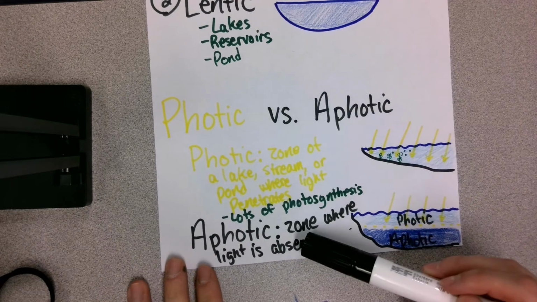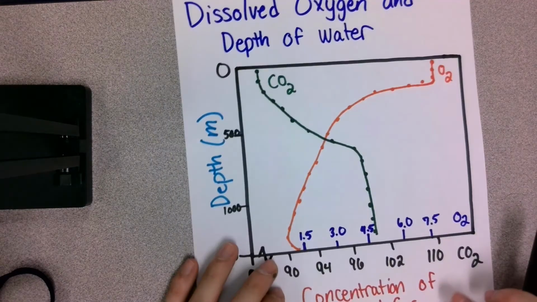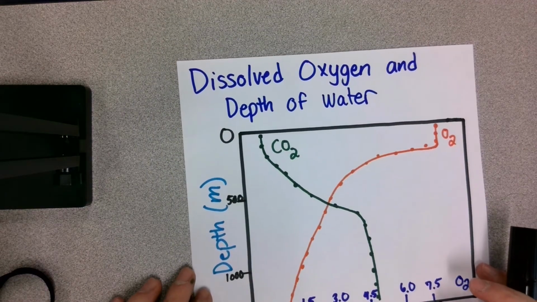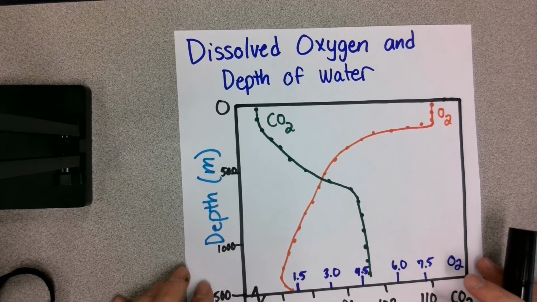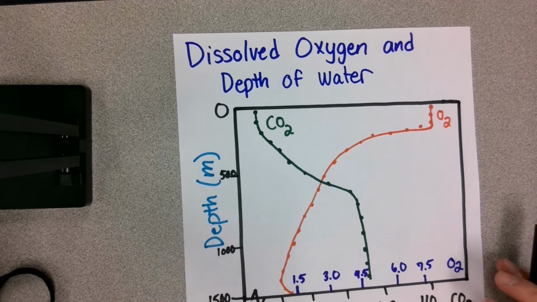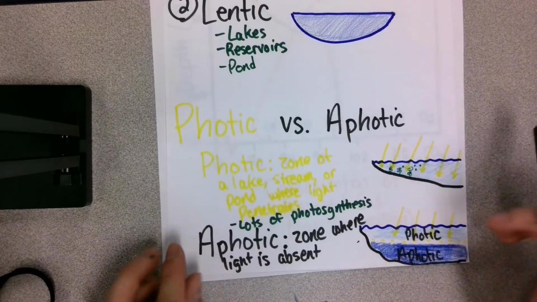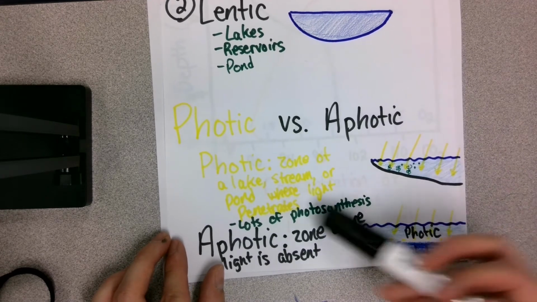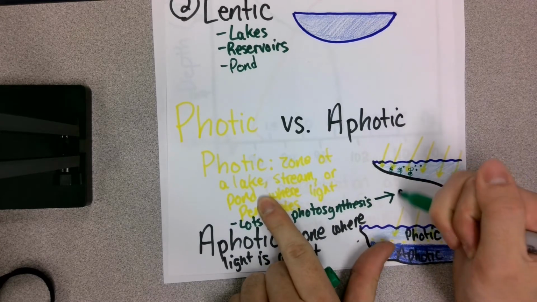So, photic versus aphotic. In the photic zone, we're going to have a lot of photosynthesis, which leads me to my next topic, which is talking about dissolved oxygen and the depth of water in a reservoir or a lake or even really the ocean. So you may see this graph on a test. Hint, hint. What's going on here is, we talked about the photic zone versus the aphotic zone. And since the light is penetrating here, there's a ton of photosynthesis. And since there's a lot of photosynthesis, there's also going to be a lot of oxygen in the water.